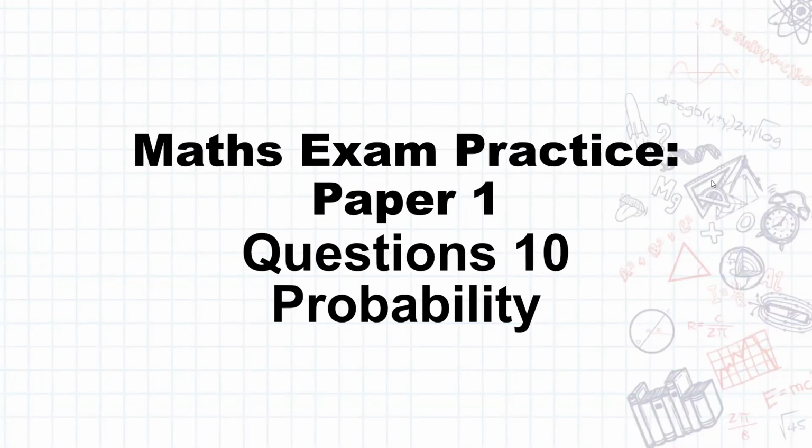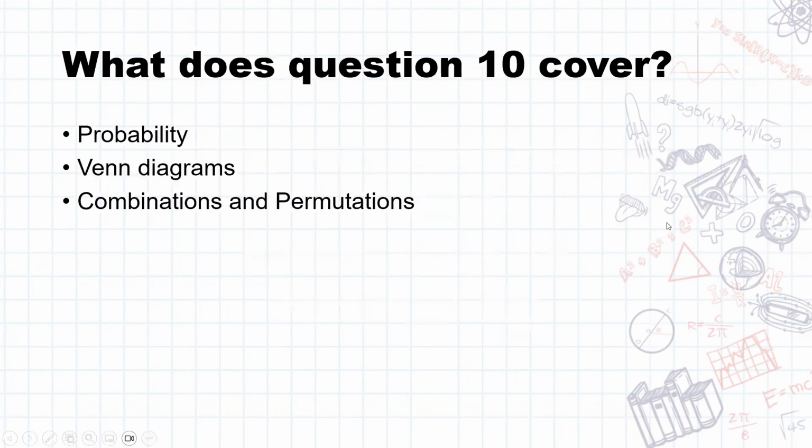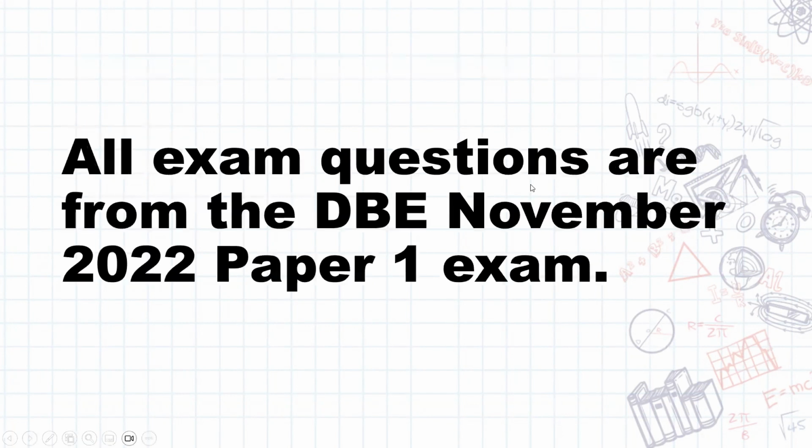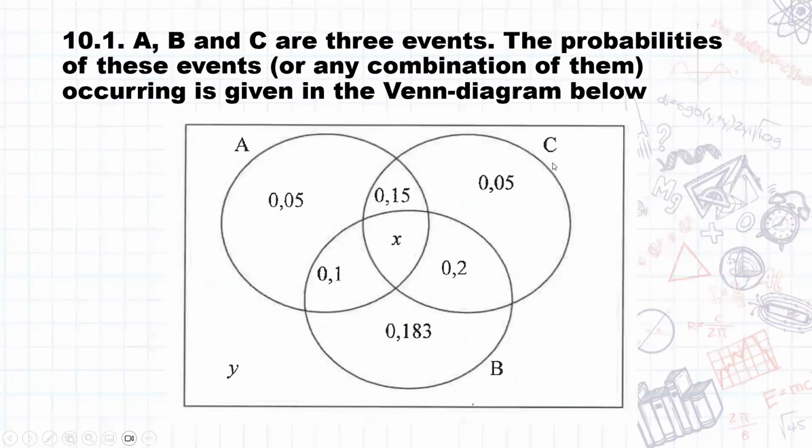Guys, this is the last video of the series, and we're focusing on question 10, which is all about probability. So what exactly do we mean by that? Well, we mean probability theory. We are talking about Venn diagrams, and of course, dear old combinations and permutations. These exam questions are from the Department of Education's November 2022 Paper 1 exam.